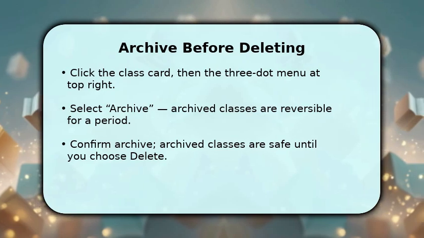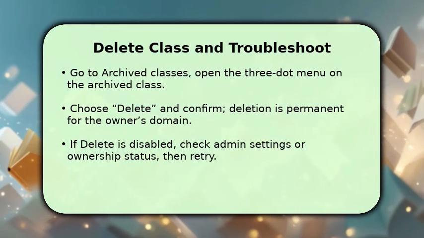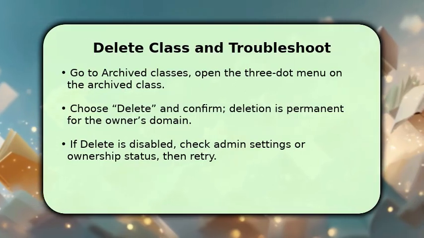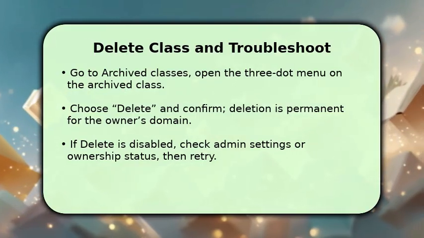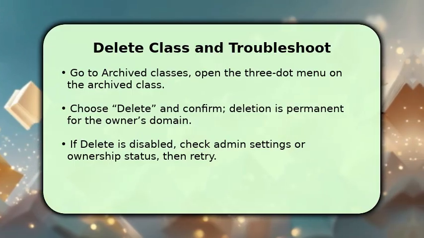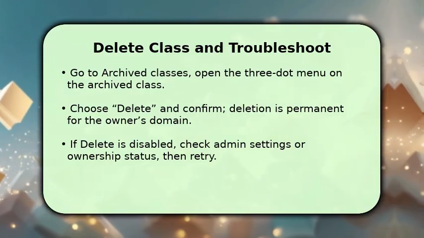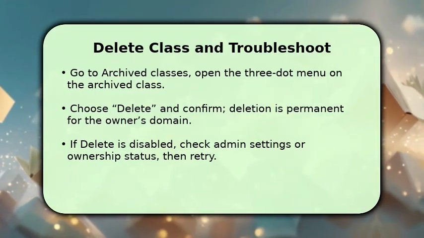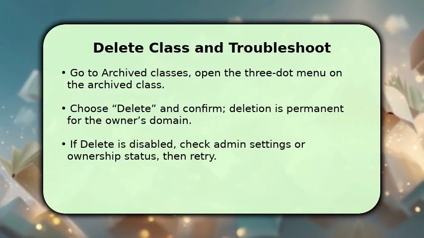To finish, open archived classes from the main menu, find the archived class, and click its three-dot menu. Choose Delete and Confirm. This permanently removes the class for your account and typically cannot be undone. Make sure you only delete after verifying backups.